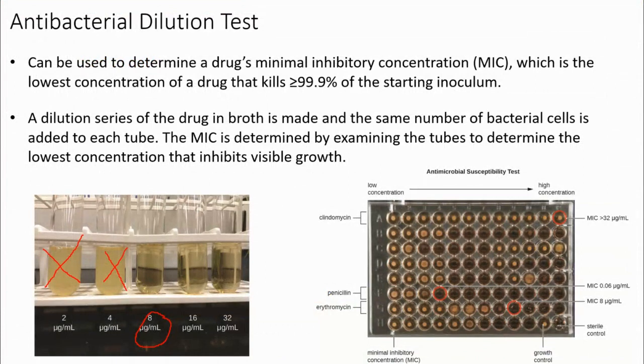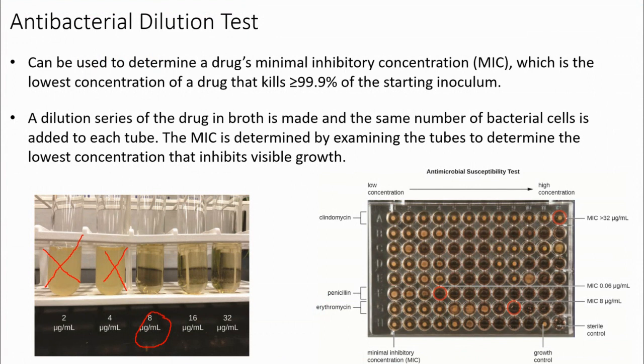So for the antibacterial dilution test, this is the test that's going to help us determine that MIC, the smallest effective dosage that you would want to give a patient. And so what you do is you have these test tubes that all have nutrient broth in them. And then you would add a certain amount of the antibiotic to each tube. So notice on the left, we added 2 micrograms per mil of the drug to the test tube, and then we add more and more to each tube. Then you add bacteria to the broth, and you stick it in the incubator overnight.